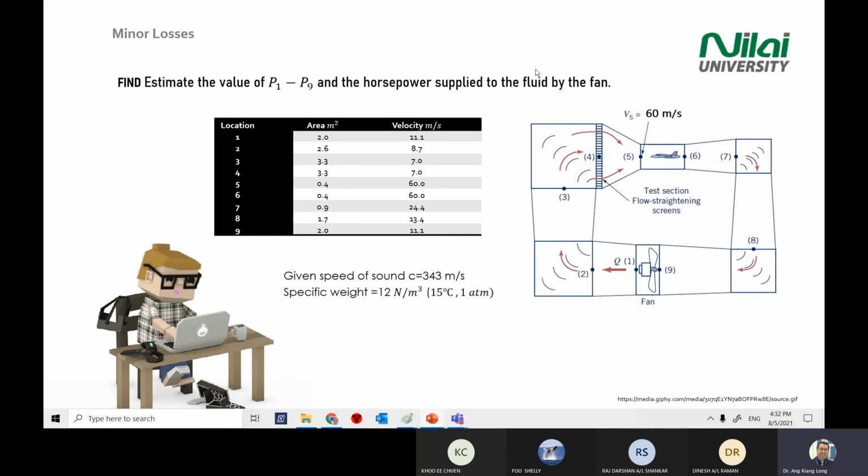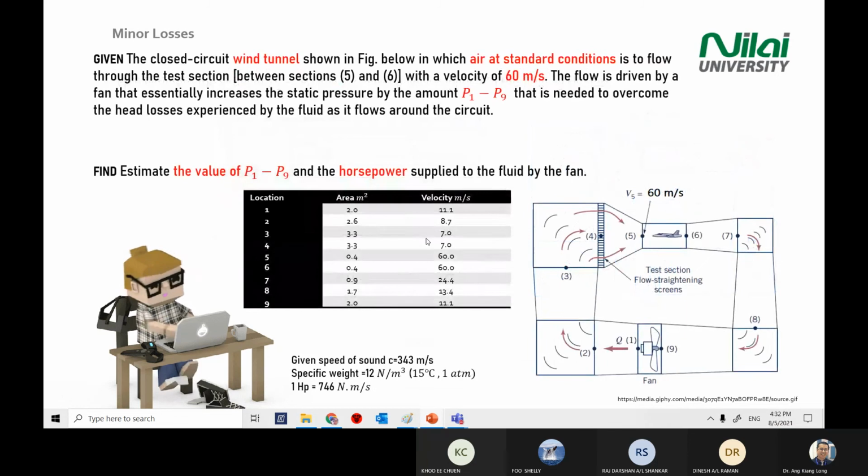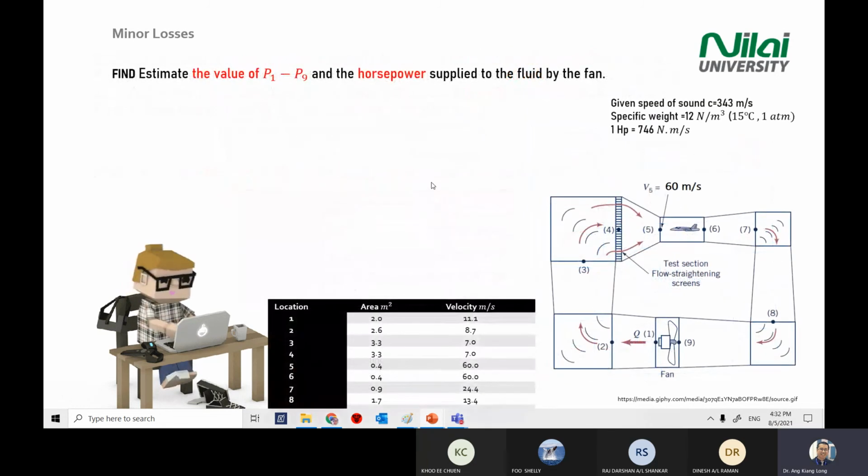So the objective of the question is to calculate the change of pressure from here. As you can see, the flow Q goes through one circuit, and there's a change of pressure between 1 and 9. So what are the steps that we need to do? First, check the flow condition, if it's incompressible or not.